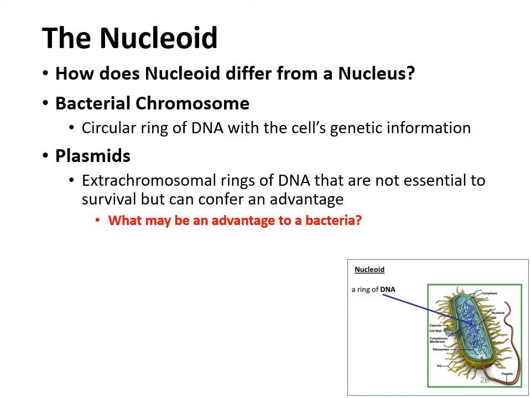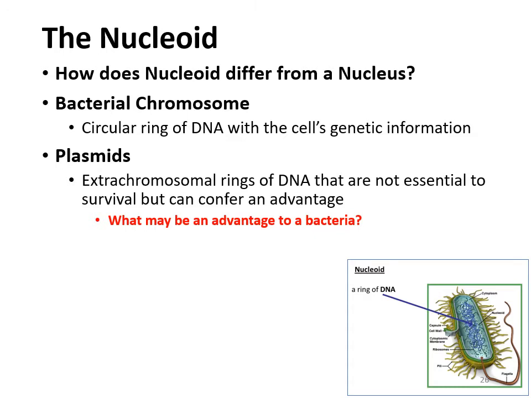Bacteria also have what are called plasmids. So keep in mind, plasmids are extrachromosomal, meaning that they're beyond the regular chromosome, which means not all bacteria will have them, and the bacteria that do have them, they have various different versions of plasmids.